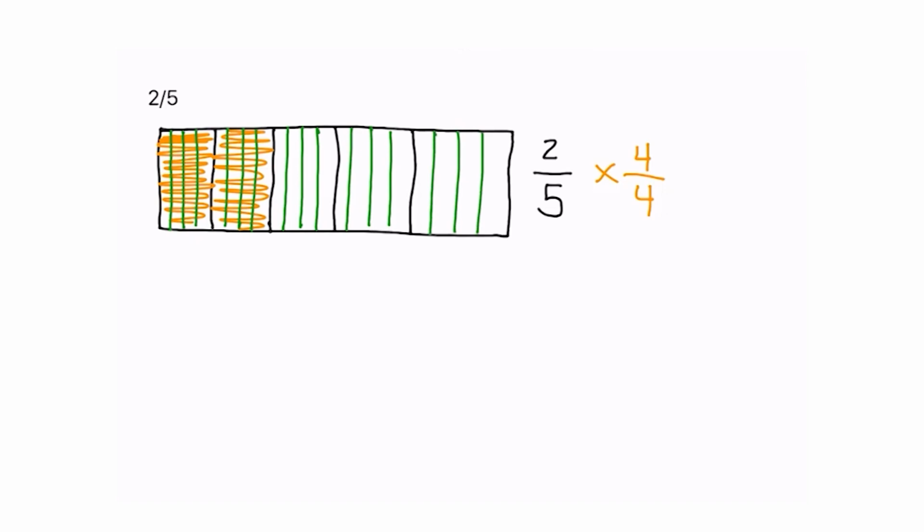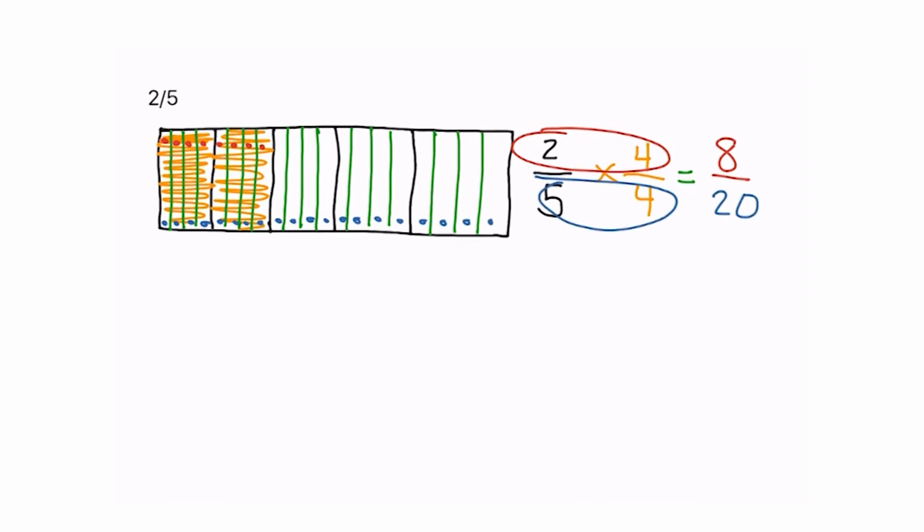And then I can count 1, 2, 3, 4, 5, 6, 7, 8, which is that 2 times 4. And then I can count for my denominator too. 1, 2, 3, 4, 5, 6, 7, 8, 9, 10, 11, 12, 13, 14, 15, 16, 17, 18, 19, 20. 5 times 4 is 20. So I have 8/20ths is equivalent to 2/5.